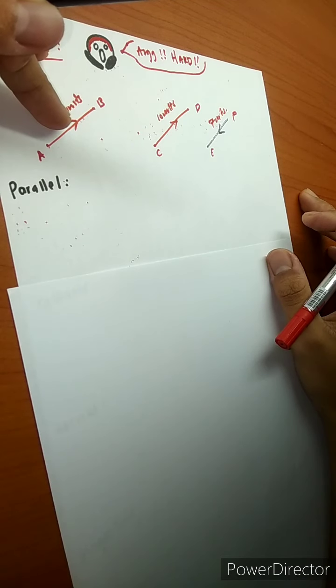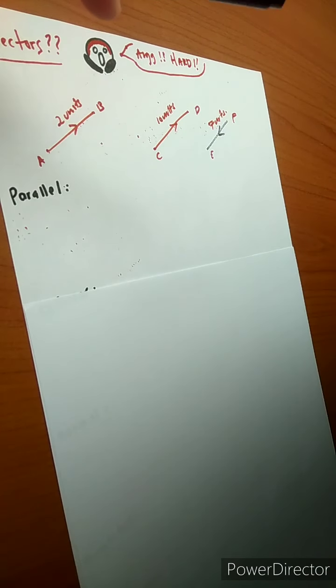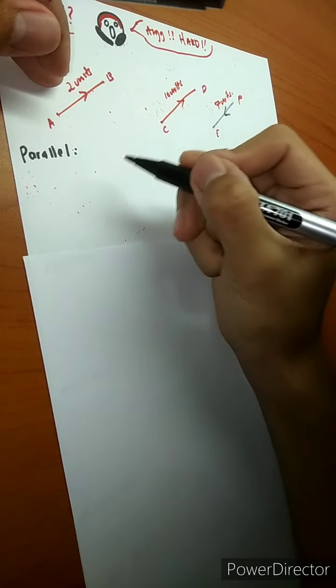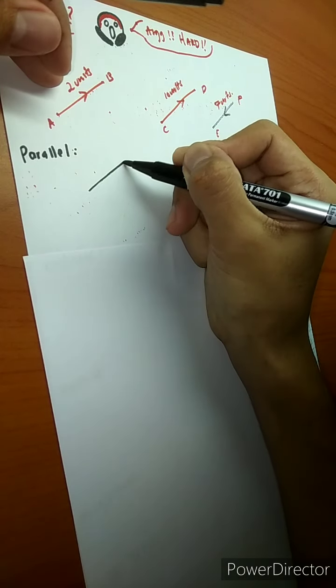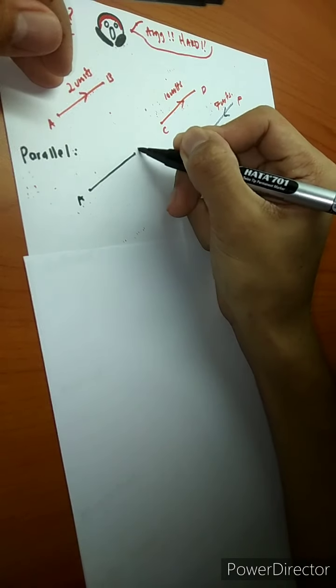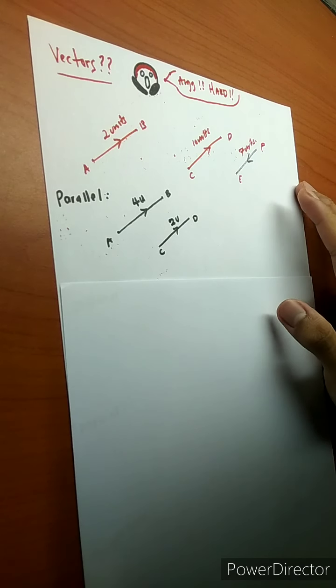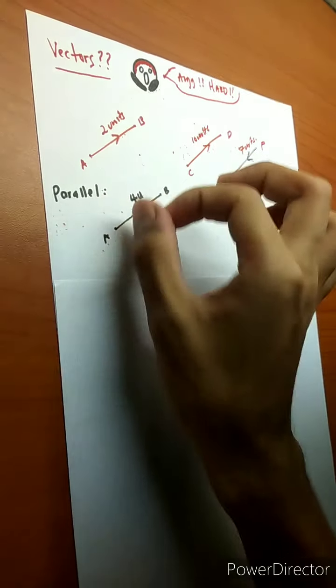So let's talk about parallel vectors. Maybe you are familiar with the word parallel. So this is vector A, this is vector B. Vectors are said to be parallel when they have the same direction, regardless of the magnitude. So now you already know the definition of parallel vectors.